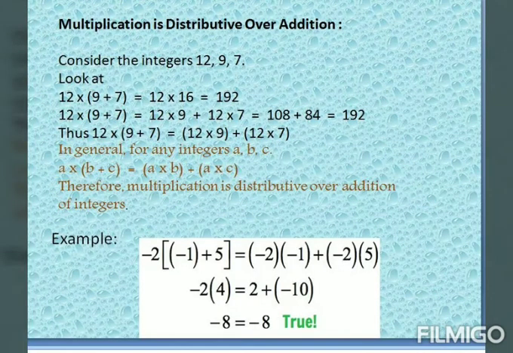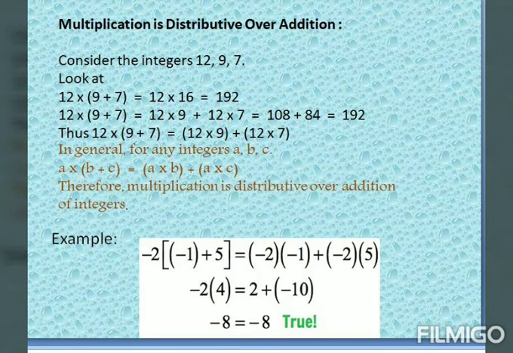Next, multiplication is distributive over addition. That is the distributive property of multiplication of integers over addition. Let us consider three integers 12, 9, 7. Let us multiply now: 12 into 9 plus 7. Two integers we are adding, and one integer we are multiplying. 12 into 9 plus 7 equals 12 into 16, since 9 plus 7 is 16. So 12 into 16 is equal to 192.